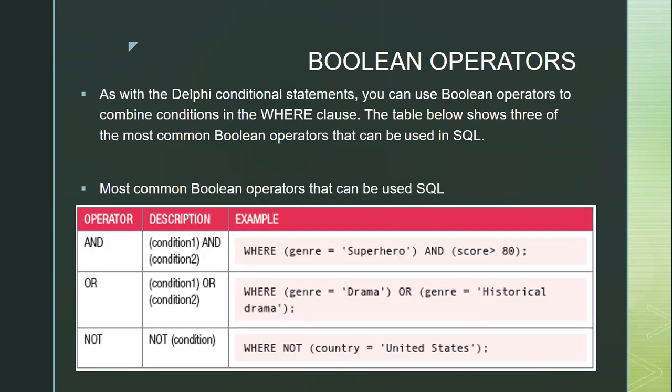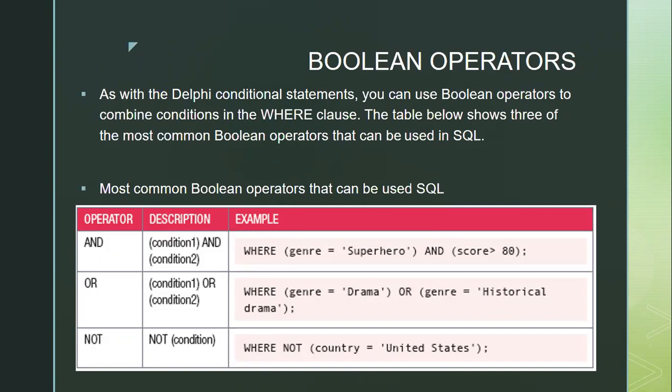The first one is and. So if I say I like to have my cappuccinos with hot chocolate in, to make a mochaccino, I need cappuccino and hot chocolate. So condition 1 would be the cappuccino, and condition 2 would be the hot chocolate. Let's take a look at this example, where genre, if I'm using my movie database, is equal to superhero, and I want to see only the movies that have a score greater than 80. So this is where I'm going to use an and.